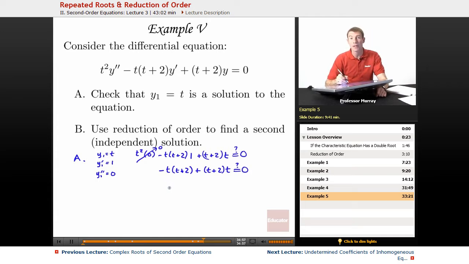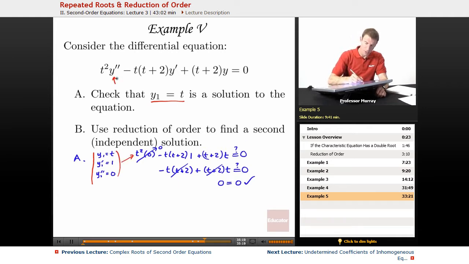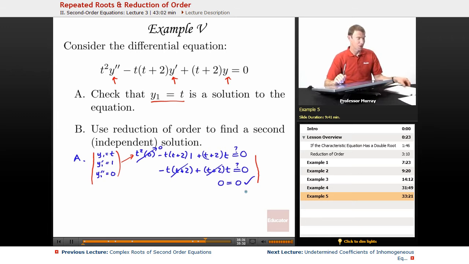Now, in each term here, we've got t times (t plus 2), one negative, one positive, and so it just simplifies down to 0 equals 0. So that checks. What we did there was we found the derivatives of the hypothetical solution that we were given, plugged them in for y double prime, y prime, and y, simplified it down and checked that we did indeed get 0 equals 0, so it is a solution to the differential equation. That was sort of the easy part there.